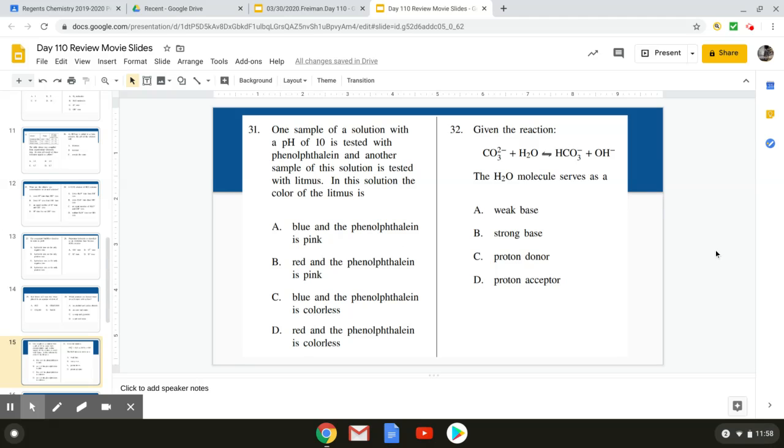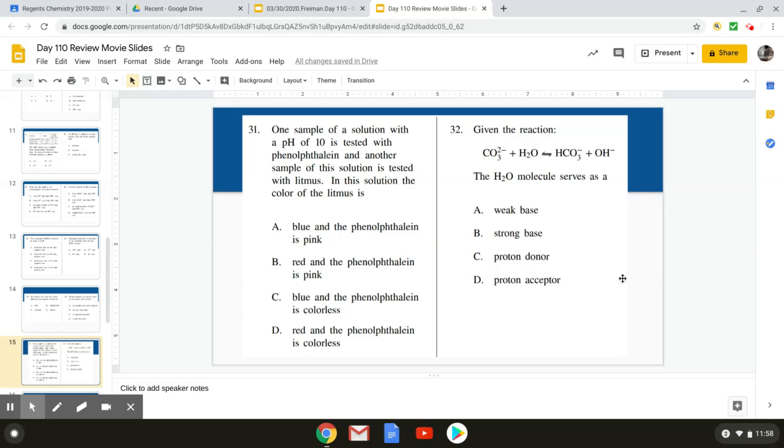31, one sample of a solution with a pH of 10 is tested with phenolphthalein. Another sample of the solution is tested with litmus. The color of litmus, well, looking at Table M, your litmus should be blue at a pH of 10, and phenolphthalein should be pink at a pH of 10.